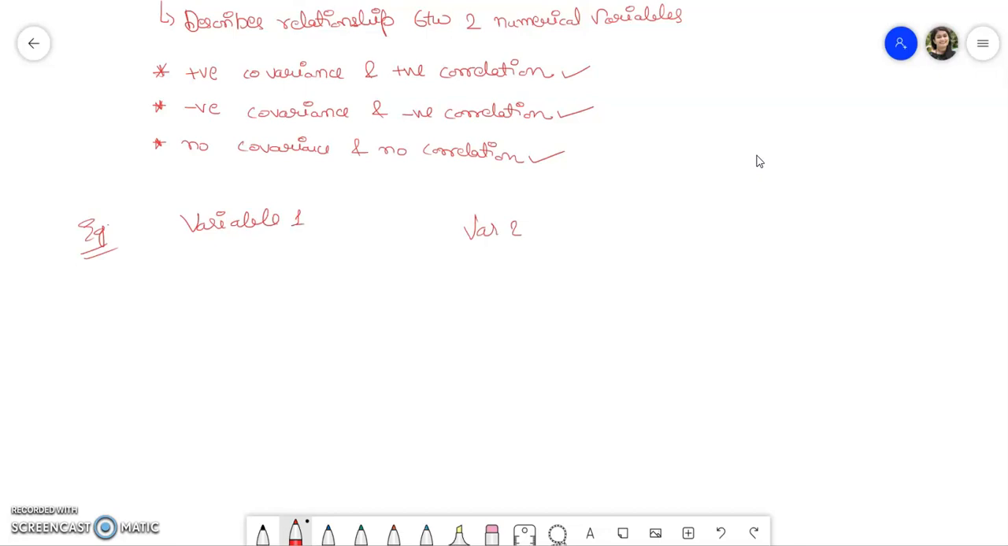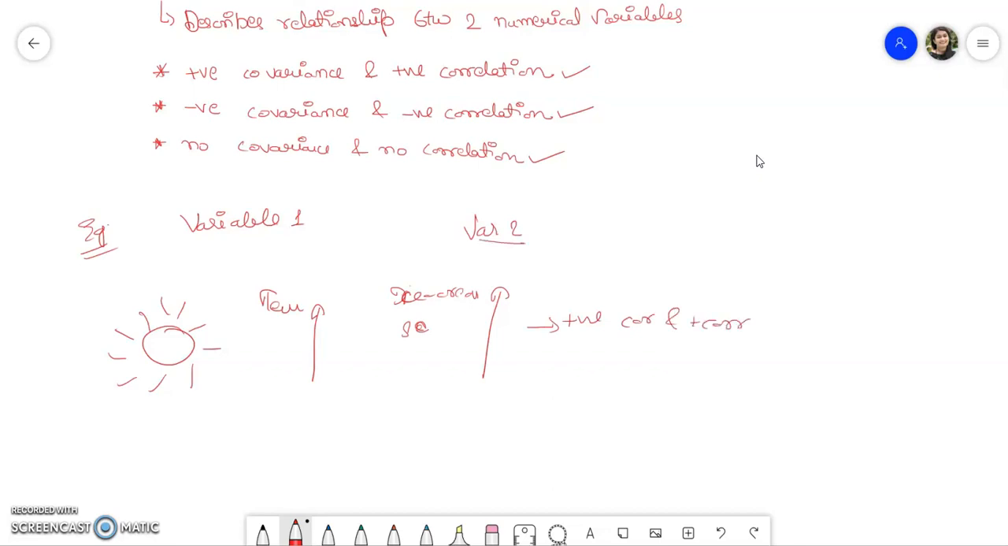So if my temperature is increasing, it's very sunny outside and my temperature is increasing. I can also see there's an increase in the sale of ice cream. As my temperature increases, the sale of my ice cream also increases. So this is a positive covariance and positive correlation between these two variables.